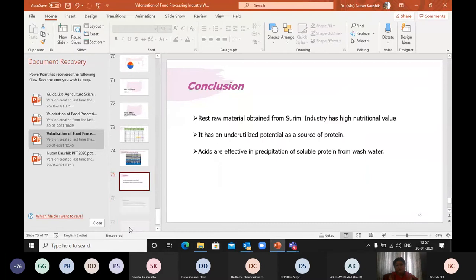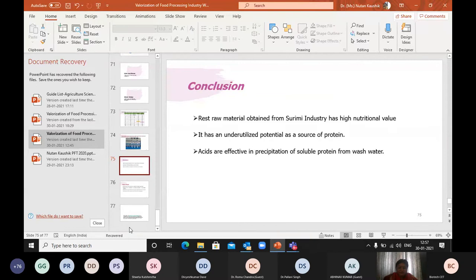To conclude, I would say that the rest raw material obtained from the surimi industry has high nutritional value. It has underutilized potential as a source of protein, and acids are effective in precipitation of soluble protein from wash water. This project is still going on. We couldn't work during the lockdown, but we have now extracted the gelatin from it. The gelatin is being used for production of a ready to eat soup, and the protein hydrolysate is being used to develop the ready to eat soup, and we are trying to see if we can use it for targeting the malnutrition population and to remove protein deficiency.